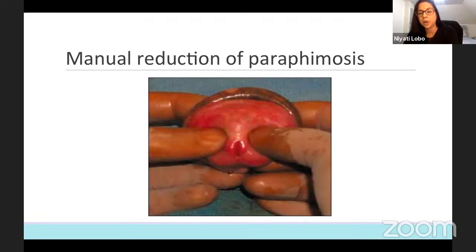So if you've tried to reduce the paraphimosis on the ward and you cannot reduce it, then that is the time to call your urology reg, because we will probably have a go ourselves. But if that doesn't work and it's really, really stuck, the patient needs a dorsal slit. But usually manual reduction works quite nicely.